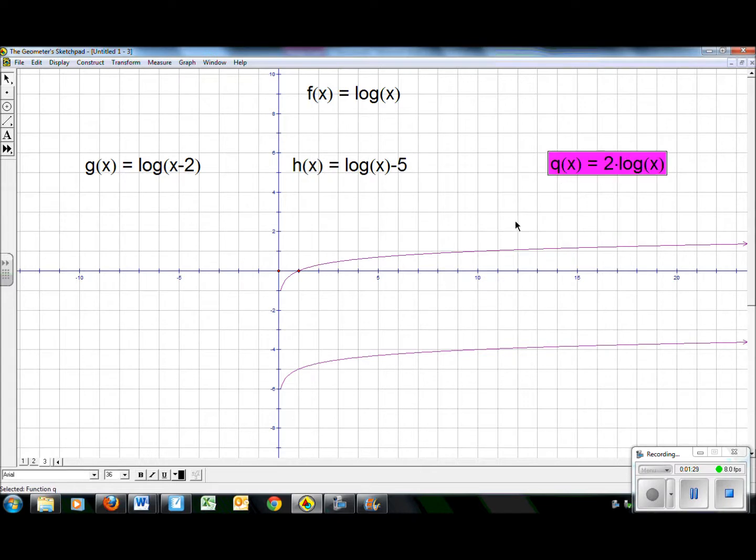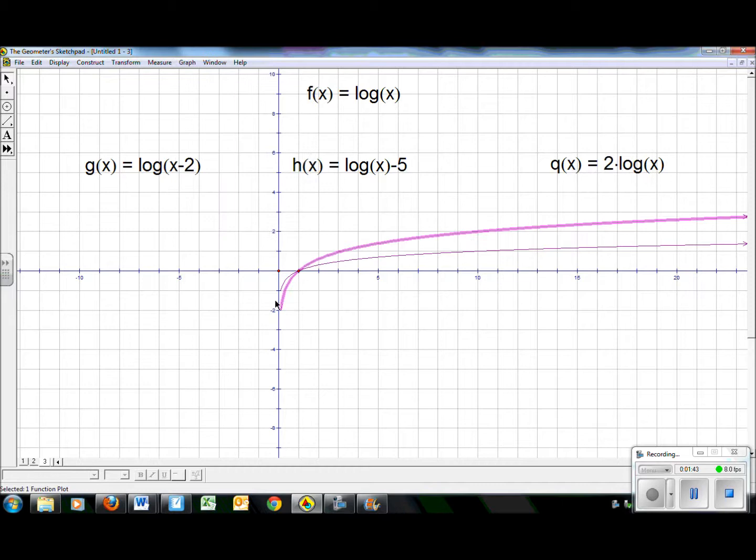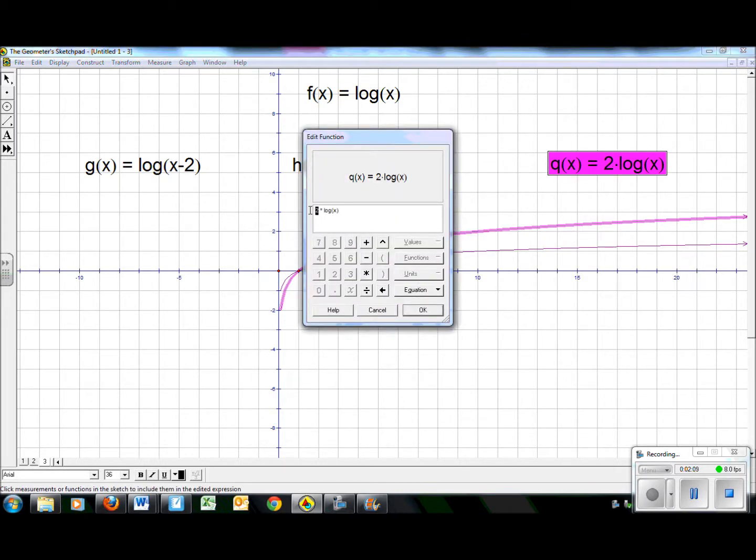And then finally, this one I'm going to predict to be a stretch of that, because I'll take those y values and double them. And so I'm going to go ahead and plot those. And indeed, it has taken what I had here at 10 comma 1 and made it 10 comma 2. 0 doubled is still 0. Now, what was looking to be some 1/10 value comma -1 is now 1/10 comma -2.